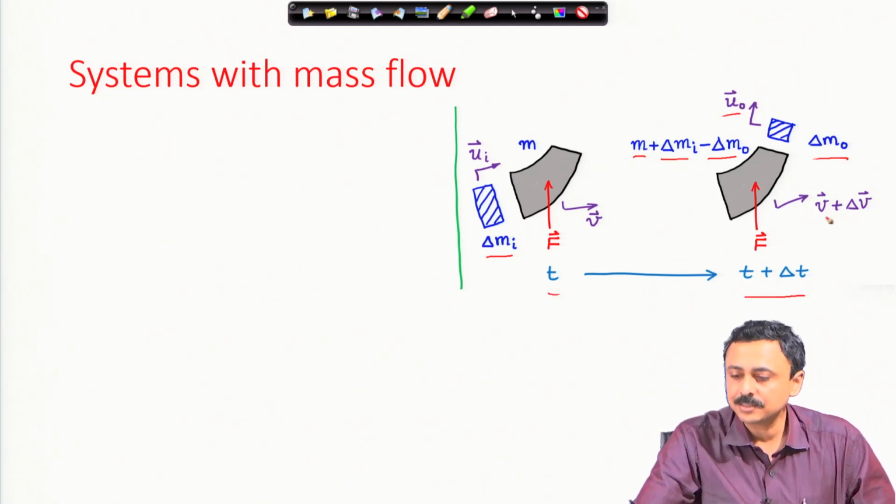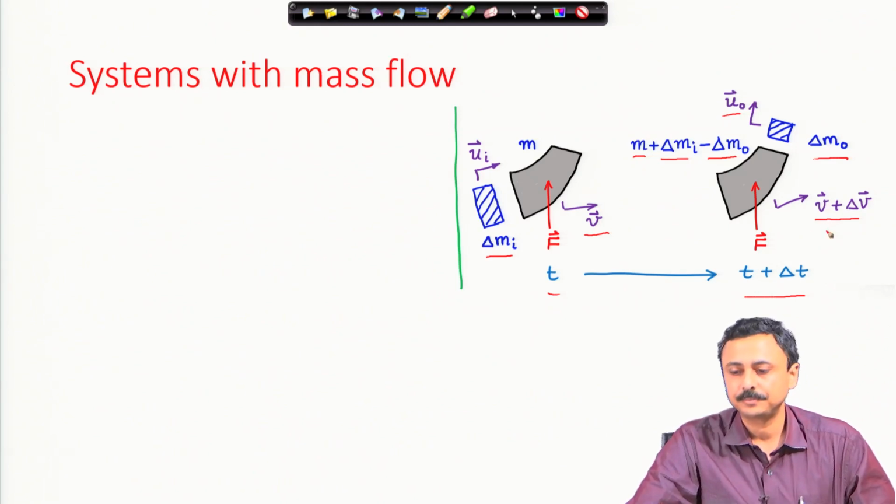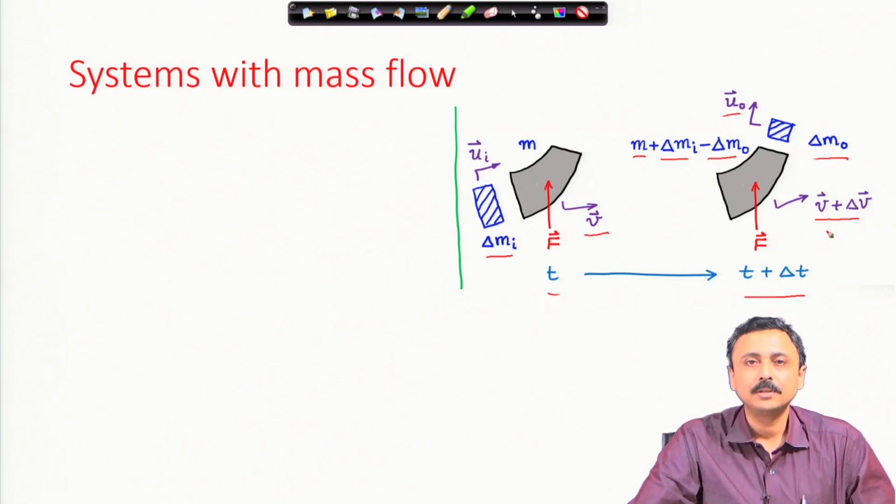And once all these things have happened, the system is now travelling at a velocity v plus delta v. Therefore, it has changed its velocity from v to v plus delta v because of the ingestion and throwing out of this mass.